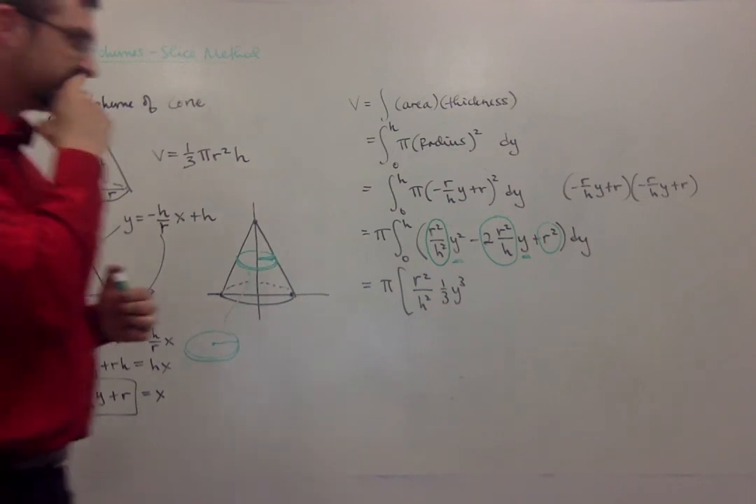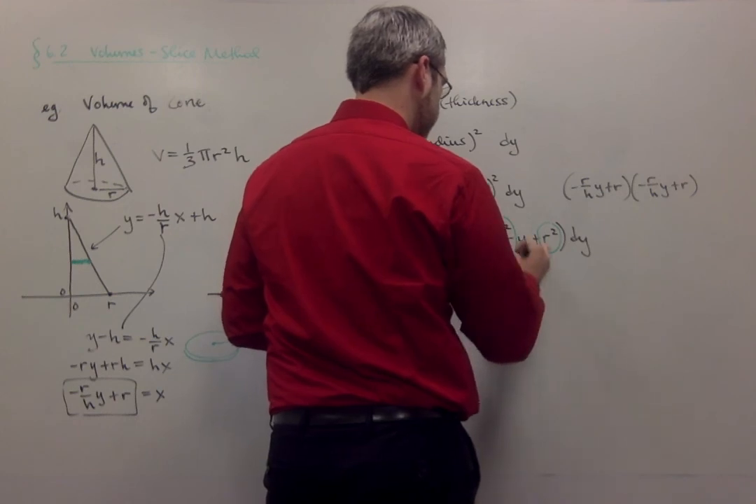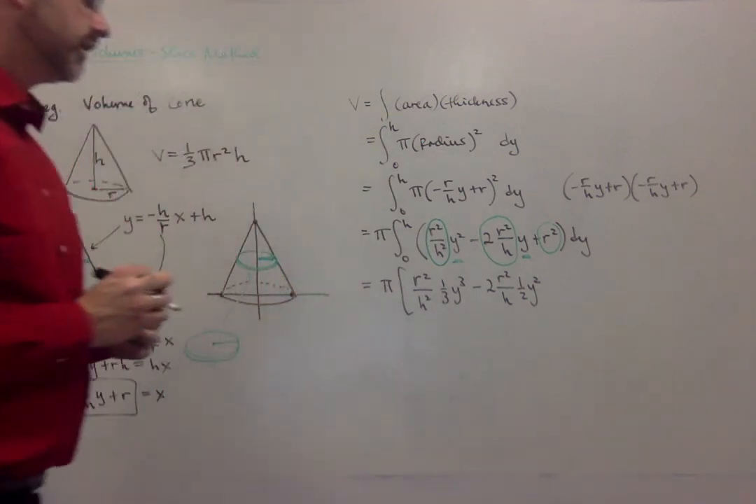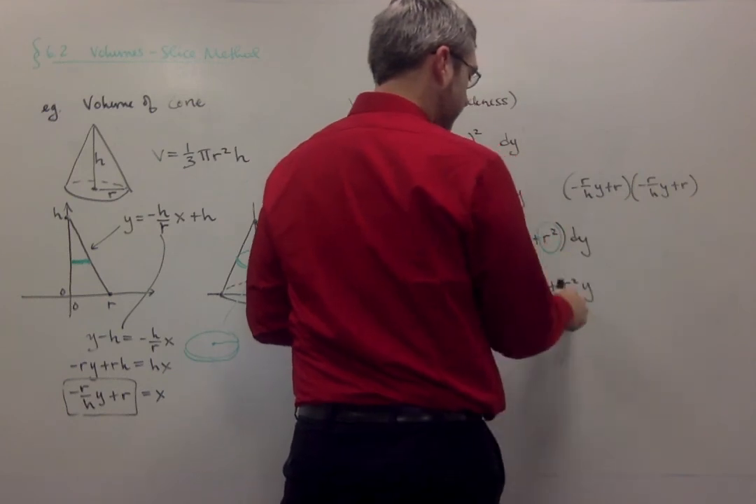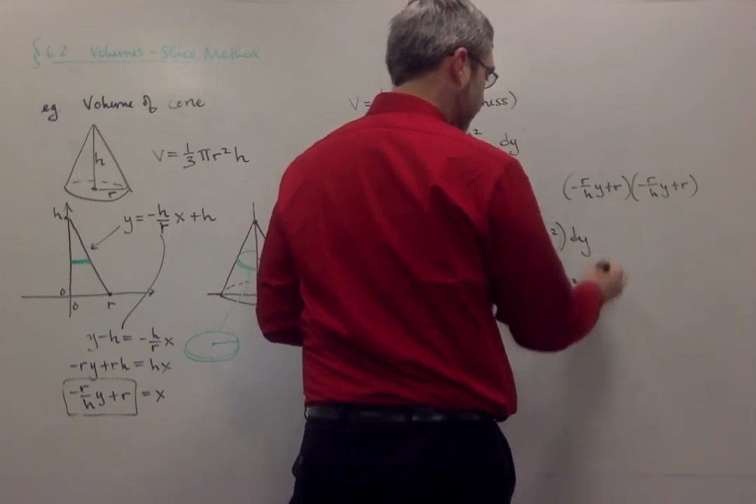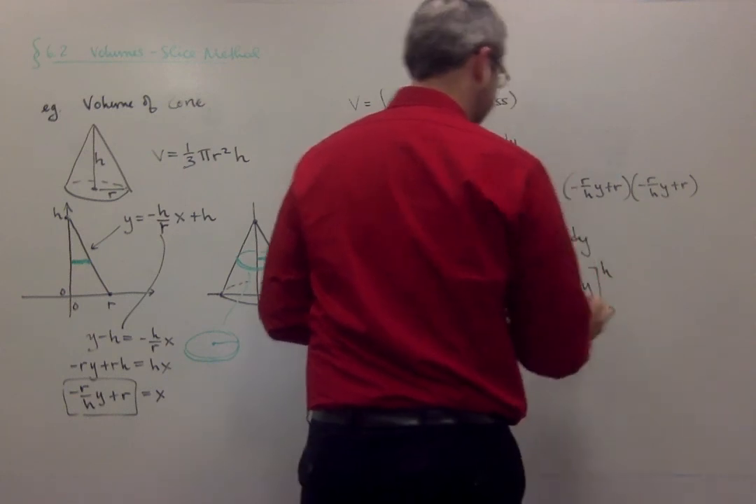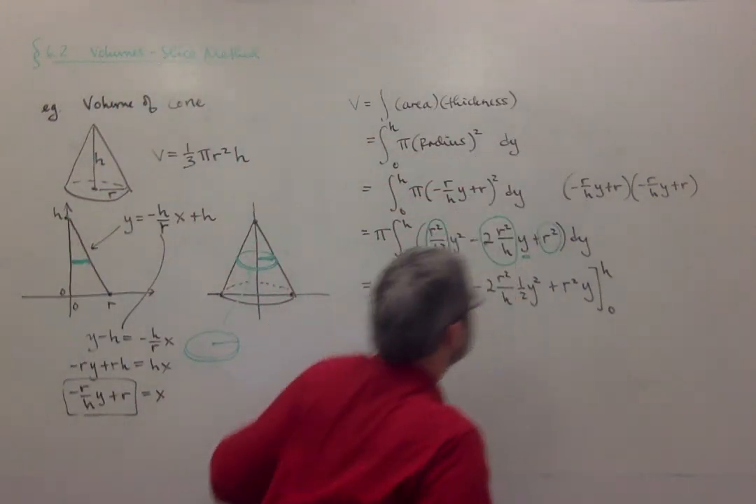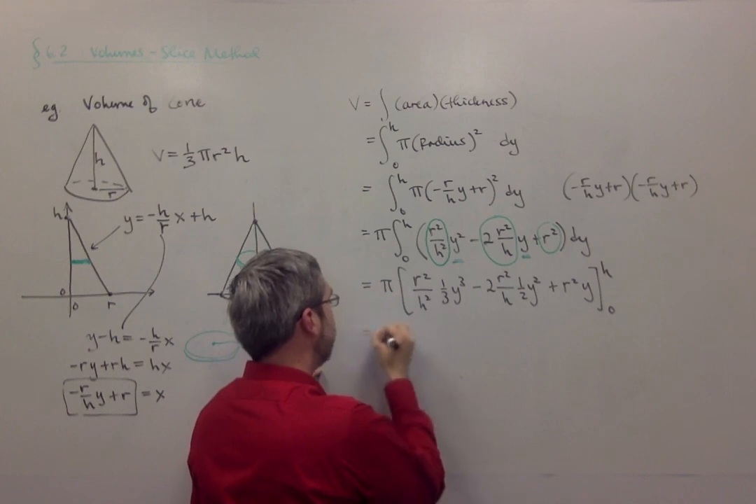Okay. Minus 2r squared over h, and then the integral of y is 1/2 y squared. Plus, r squared is just a constant, so if that was 24, we would write 24, and then our variable that we're integrating against is y, so 24y. And we're going from 0 to h. Okay? All right, we're very close now. Notice when I plug in 0, everything's going to go to 0, so I don't have to worry about the 0 part. When I plug in h, what happens?